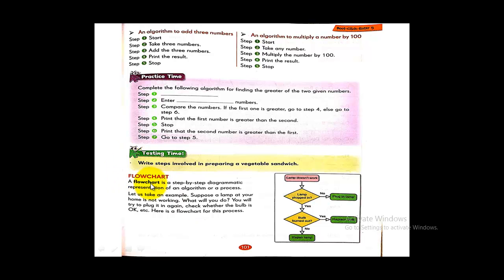Let's continue our chapter with the next topic, that is the flowchart. Let's see what a flowchart is. A flowchart is a step-by-step diagrammatic representation of an algorithm or a process.